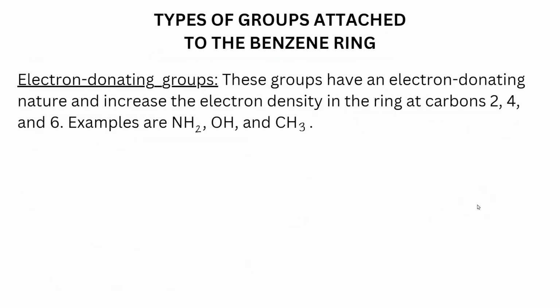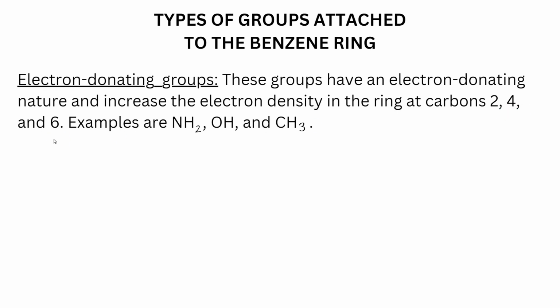Okay, types of groups attached to the benzene ring. We're finally here. Now, there are two types of groups attached to the benzene ring. Let's first study electron donating groups. These groups have an electron donating nature, or you can say a positive inductive effect, and they increase the electron density in the ring at carbons 2, 4, and 6. Examples are NH2, OH, and CH3. Like a methyl group, it only allows substitution to occur at carbon 2 or 4 or 6. 4 is directly in front of it, and 2 and 6 are near it.